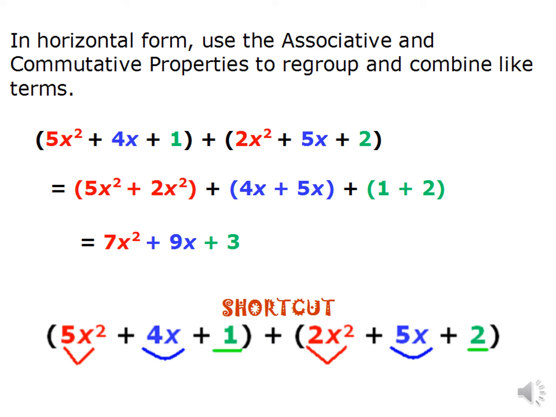I just line them up and put my little symbols to show what my like terms are, and then I add the like terms. So the answer to this one, 5x squared plus 2x squared is 7x squared, 4x plus 5x is 9x, and 1 plus 2 is 3. So you can choose to do it this way. You can skip this step of grouping unless you find yourself dropping numbers and leaving things out.